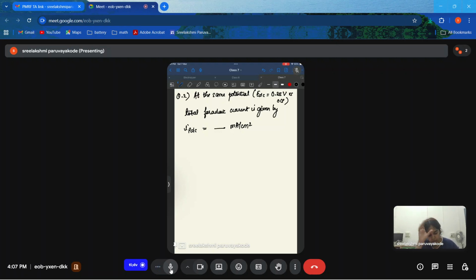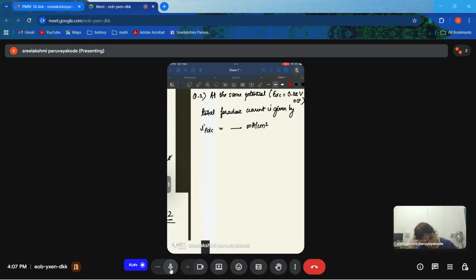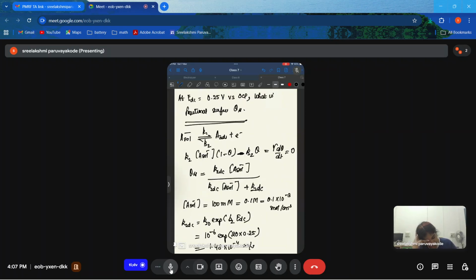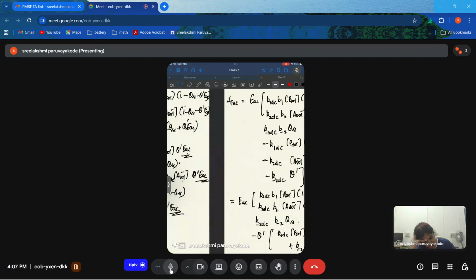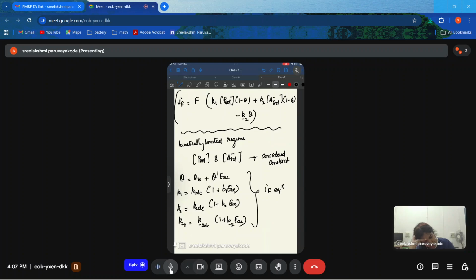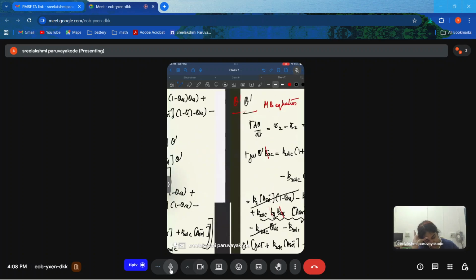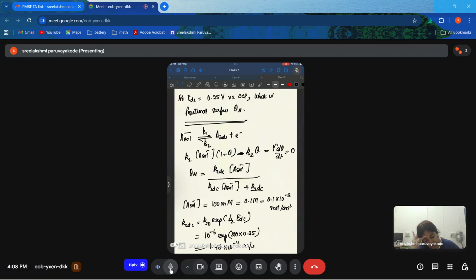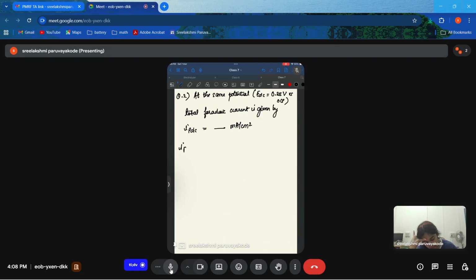So how do we do it? We have already seen this, I'm not deriving it again. This is the total Faraday reaction. So for DC current, what happens? K1 becomes K1 DC, K2 is K2 DC, K minus 2 is K minus 2 DC. Theta becomes theta SS. That is the only thing. Keep that in mind. You don't have to derive it or anything. In the IF equation, K is K DC and theta becomes theta SS. That's all.